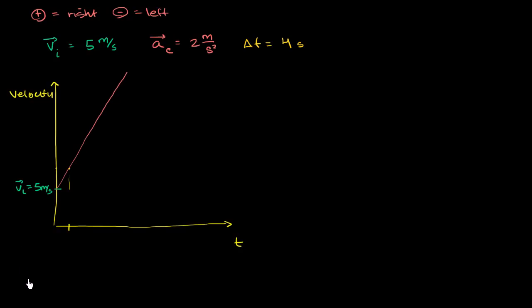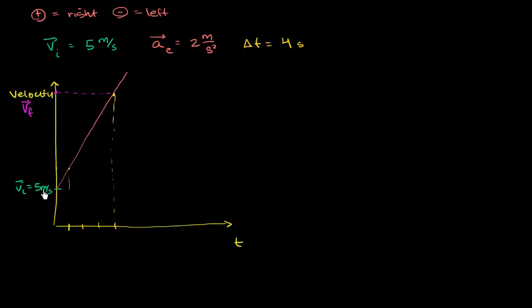So what has happened after 4 seconds? So 1, 2, 3, 4. So this is my delta t. So my final velocity is going to be right over there. I'll write it down here just because it's getting in the way of this word velocity. And so this is v. This is my final velocity.